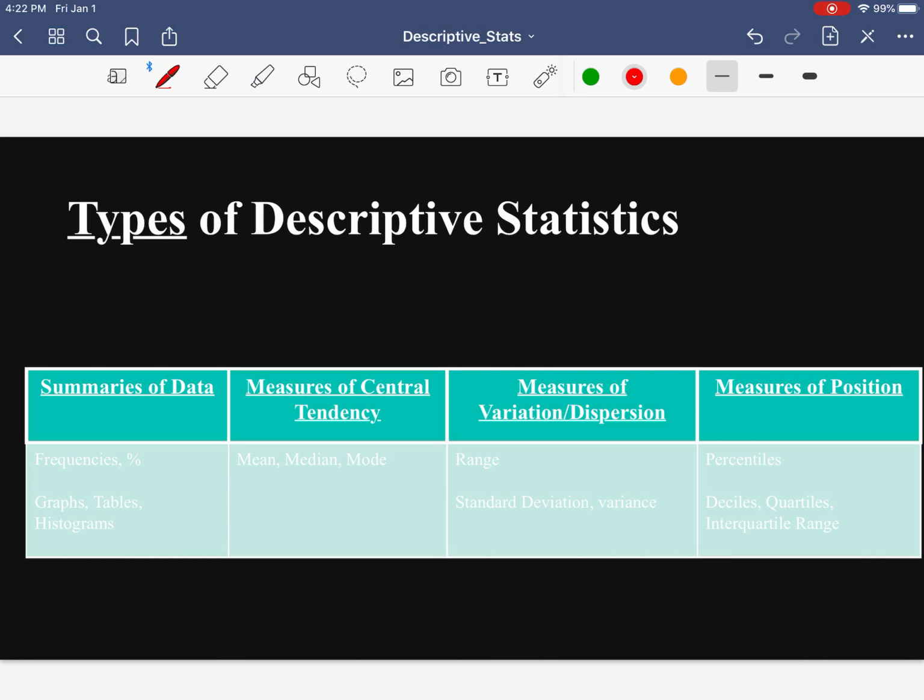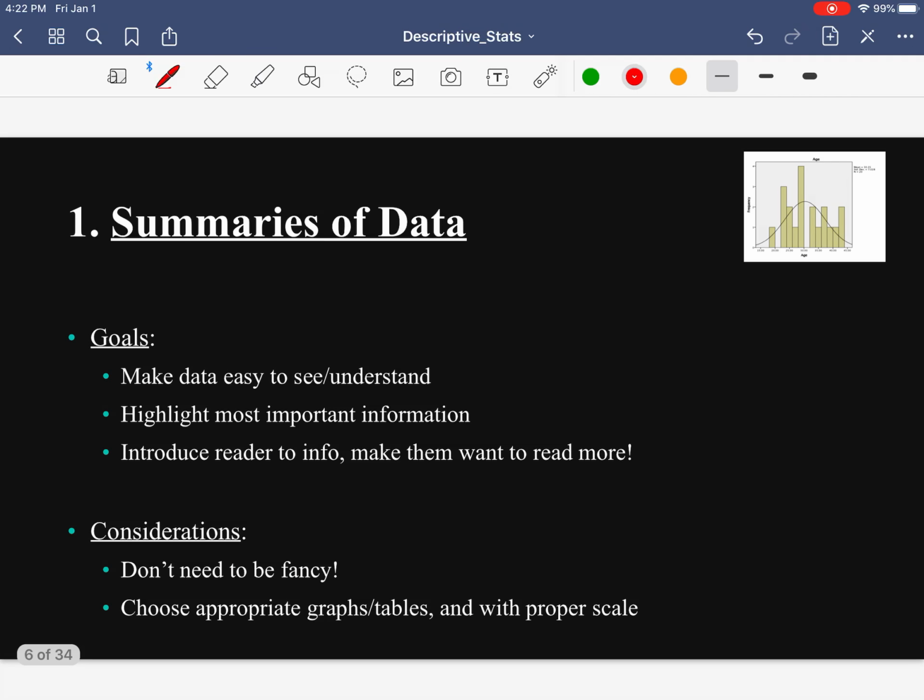So here is your summary table, because as you know, I like to use summary tables, but we've got 4 categories of descriptive statistics, and we're going to talk about all 4 categories. We're going to start with our summaries of data. So our first category of descriptive statistics are pretty basic summaries.